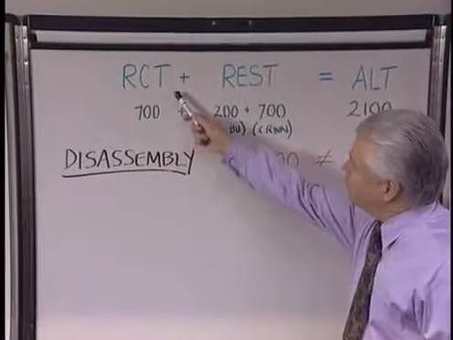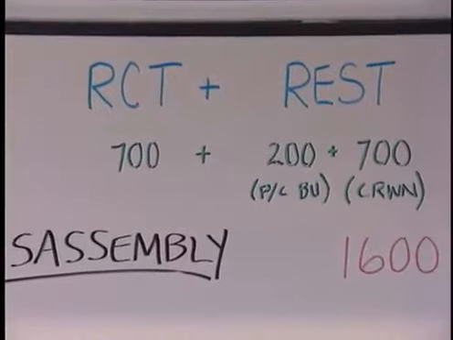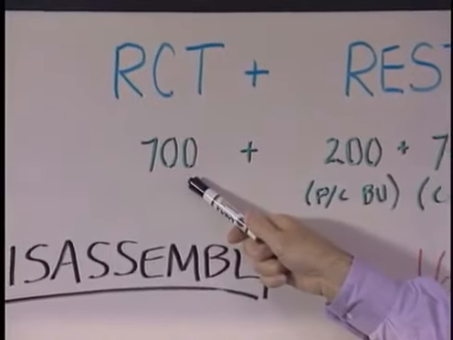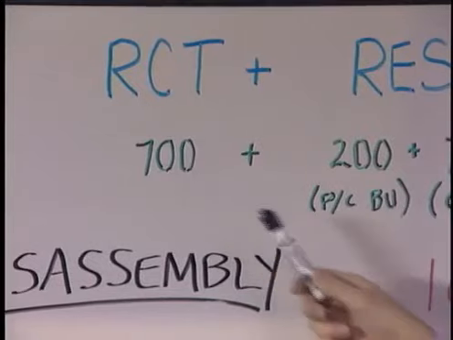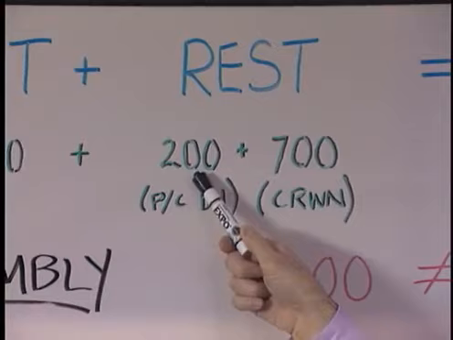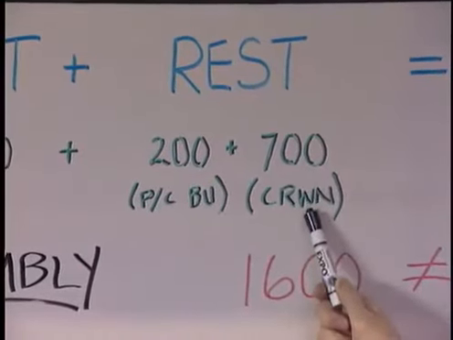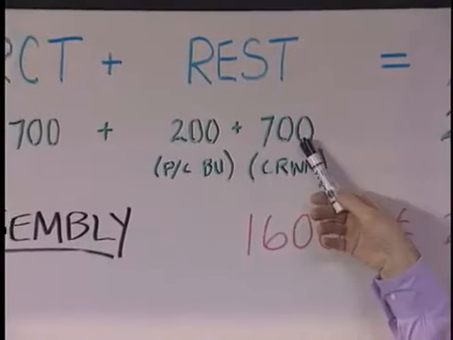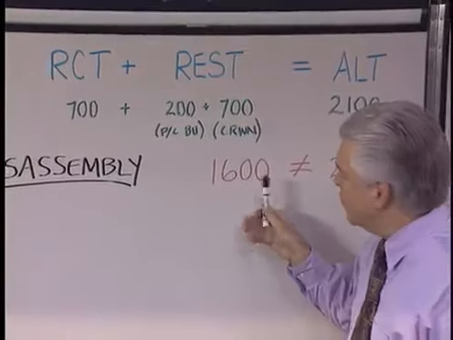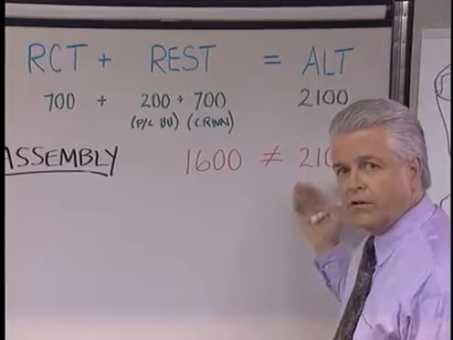If we go back to the fundamental foundation, root canal treatment plus the restoration should equal the alternative, then as an example, if we put in $700 as the endodontic fee, most endodontically treated teeth will need a post, core, and build-up, and we could say, for an example, that that's about $200, and then of course this tooth needs to be restored with a crown. If you do the math and add all these up, you can see that it comes to $1,600. The problem is $1,600 does not equal the alternative bridge fee of $2,100.